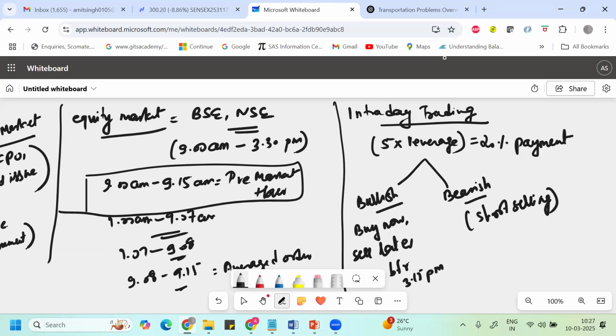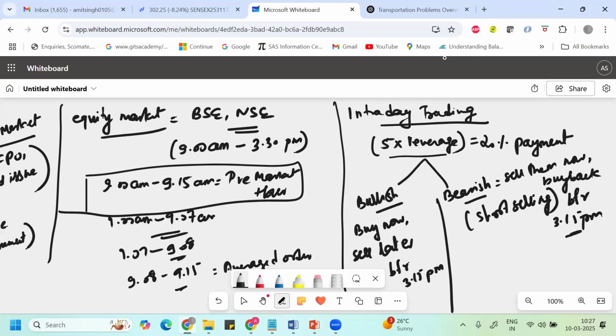Or for those stocks which we feel are negative, we can sell them now and buy back before 3:15 p.m. So all that is possible when we work on the intraday segment.